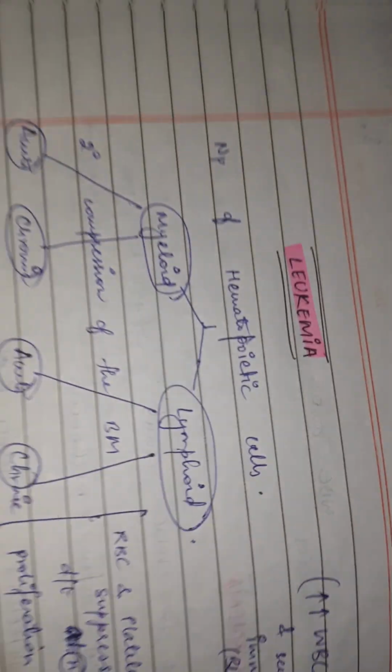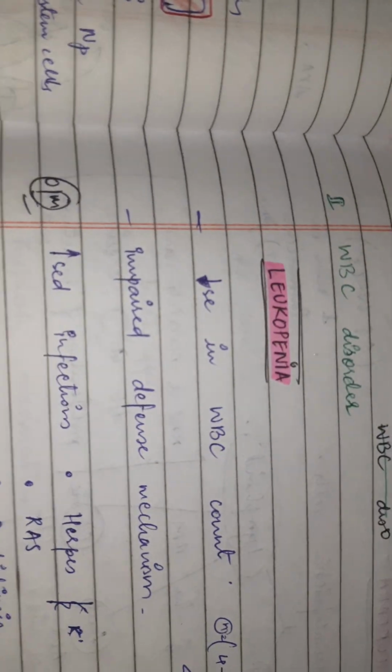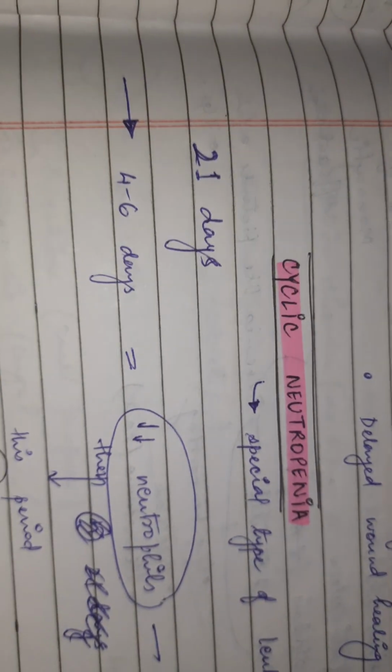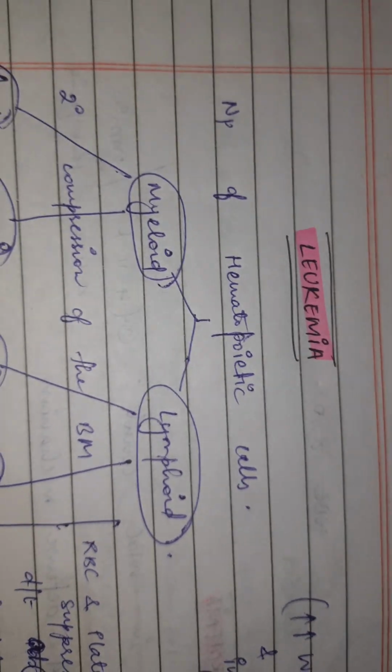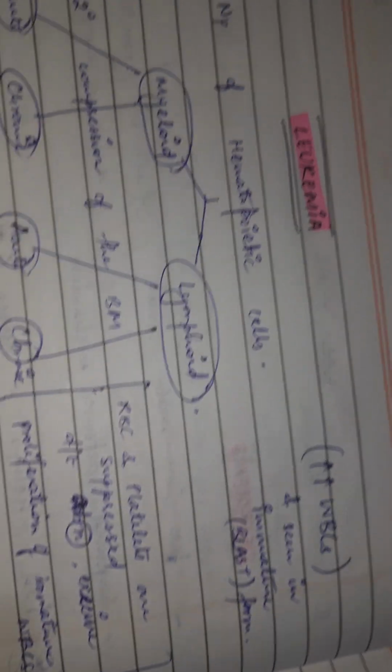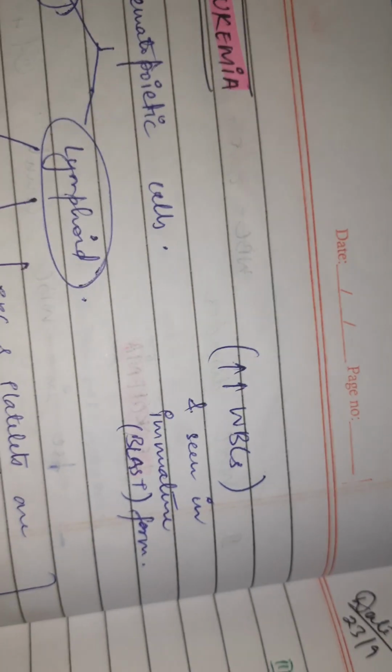Now leukemia. First we studied leukopenia, decreased WBC count, then cyclic neutropenia, decreased neutrophils for 21 days, and then leukemia: increased WBCs, seen in immature blast form. Blast, as we studied in megaloblastic anemia, means immature, and mega means large. So leukemia is an increase in WBCs seen in immature form.